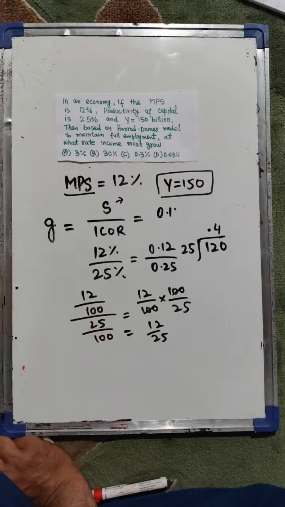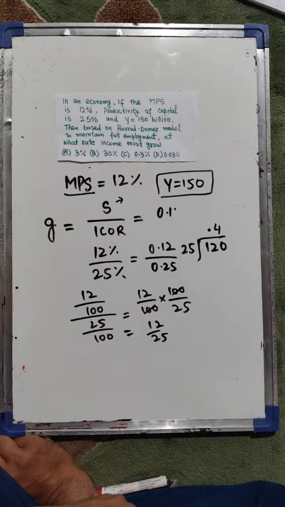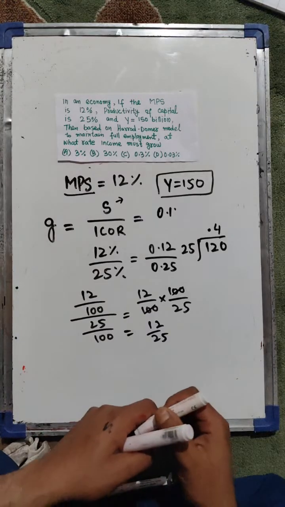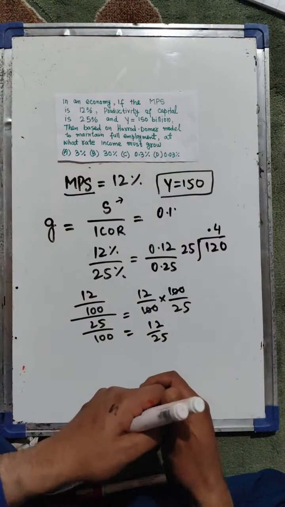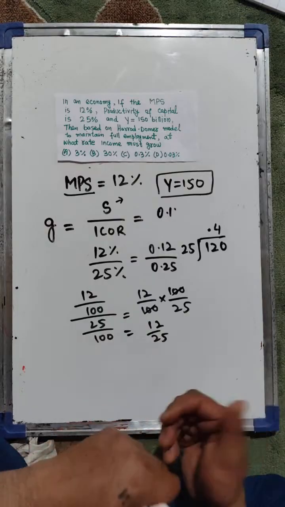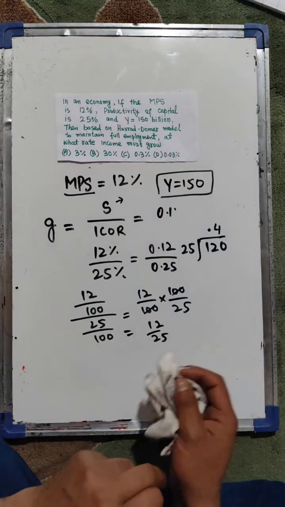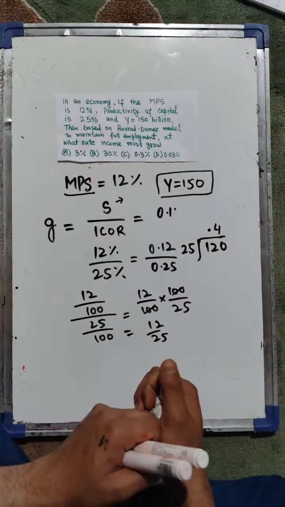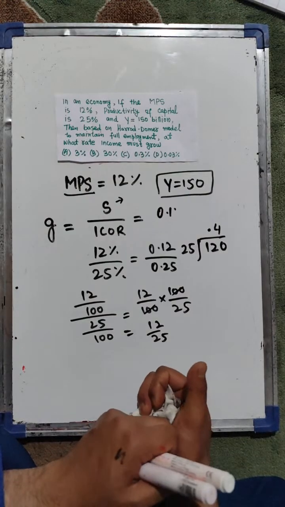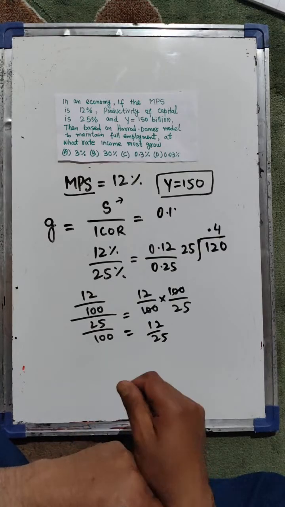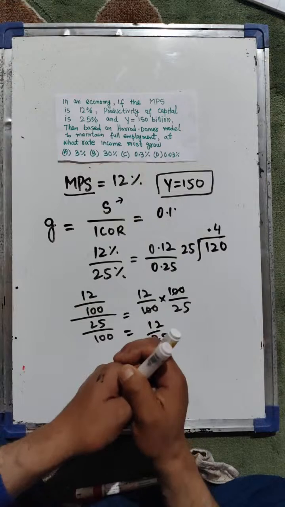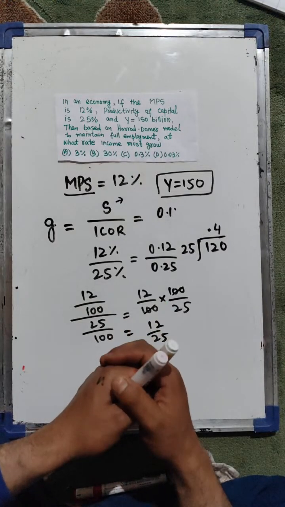Productivity of capital is 25%, so that is 12 divided by 25. Okay, I am waiting if any of you can give the correct answer to this question. Income is being given to us as 150 billion, but I don't think we have to do anything with the income in this question. So we have 12 divided by 25.